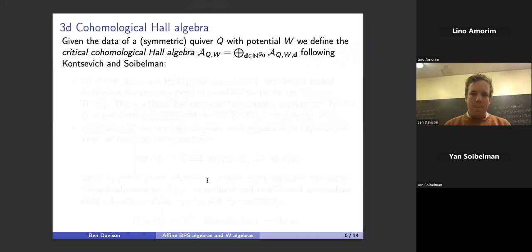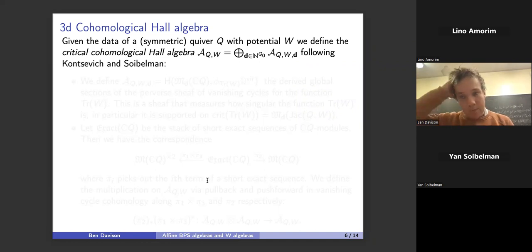Okay, so finally, I believe in this slide, I get as far as actually defining, or at least indicating how to define, what's called the critical cohomological Hall algebra. And in the title of the slide, I've called it the 3D cohomological Hall algebra. And that will be because it has something to do with 3D algebras.